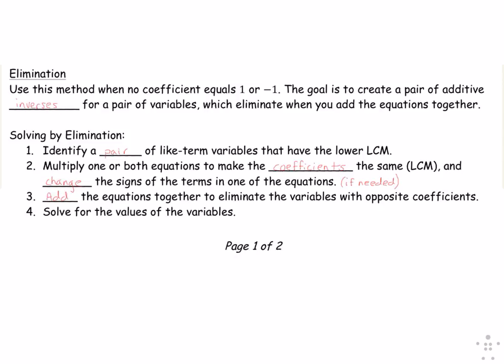Back to the task at hand, you first want to identify a pair of like term variables. Choose the one with the lower least common multiple to simplify your arithmetic.